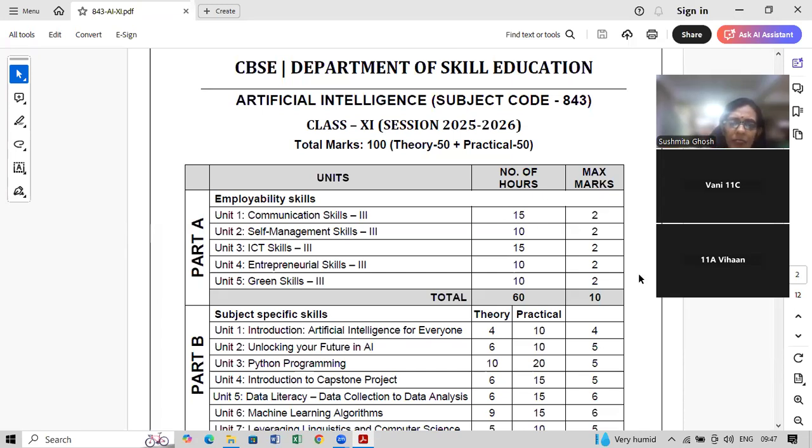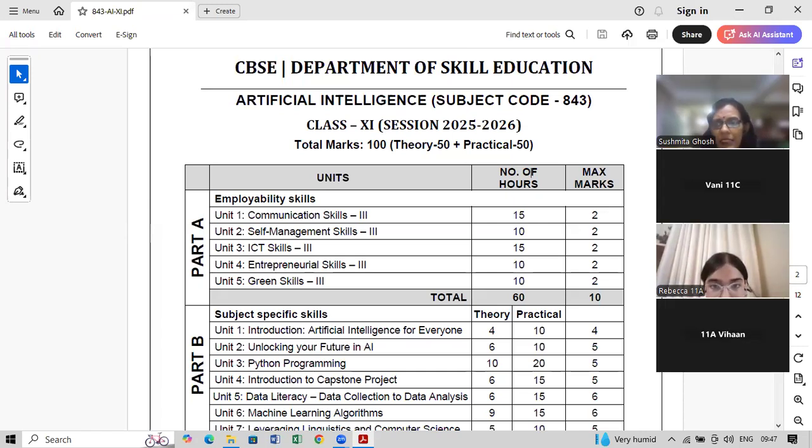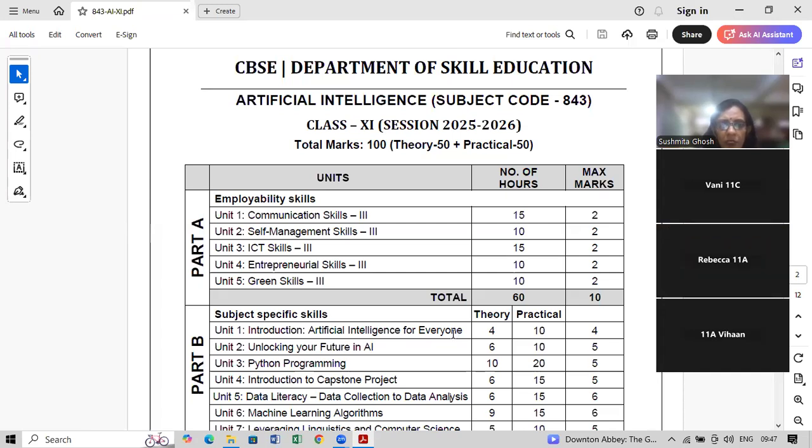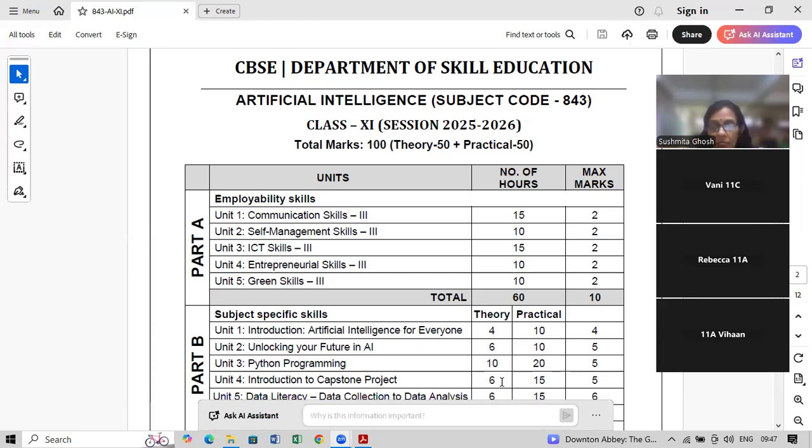The second part is your subject specific skills. This is the place where we actually get involved in the AI part. Here you have various units specified. Unit 1 is the introduction about AI, its components, domains, meaning, scope and everything, machine learning and what all is involved there. It's a huge chapter, but yes, the concepts are interesting. You are introduced to the broad area of what all is happening in this particular subject.